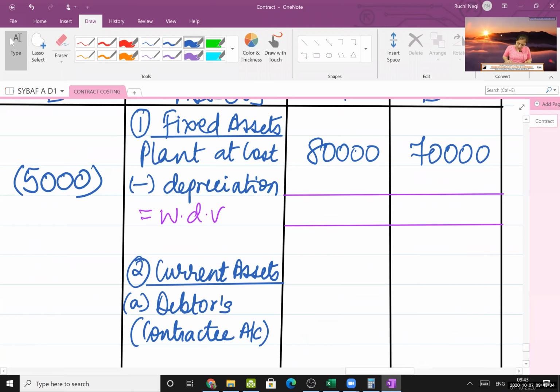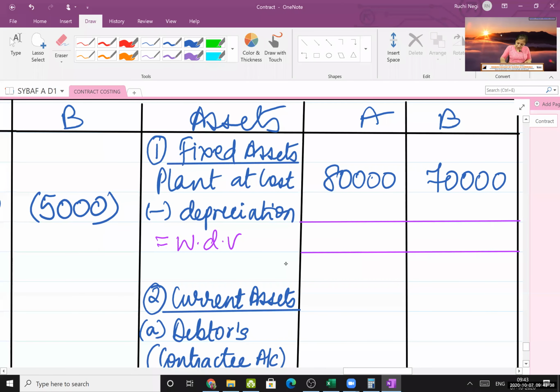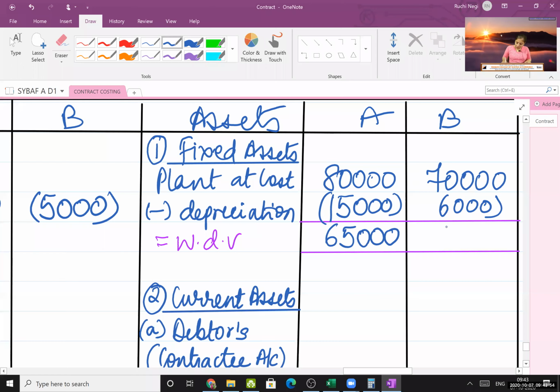Then complete this balance sheet asset side. First is fixed assets. Depreciation was how much here? 15. This was 65, multiplied by 6. This was 64. Okay? This is the way you have to show it.